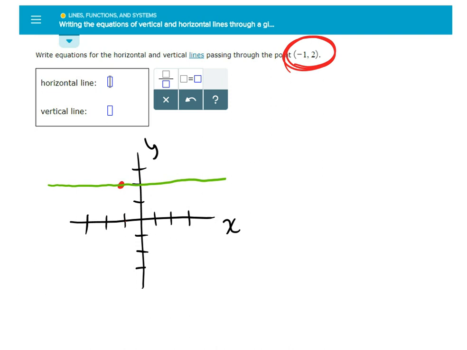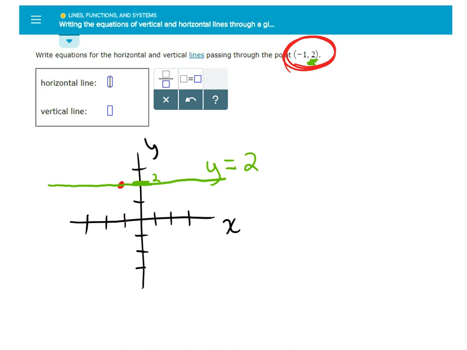Your equation for this line is simply y is equal to the y coordinate of that point, because it's going through the y-axis right here. This is 2 on the y-axis.